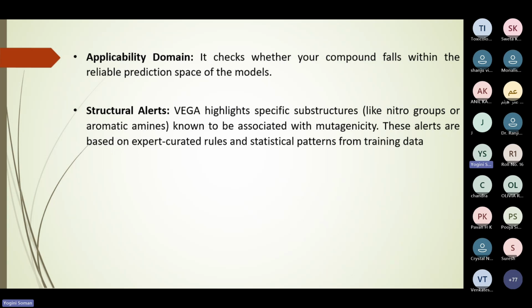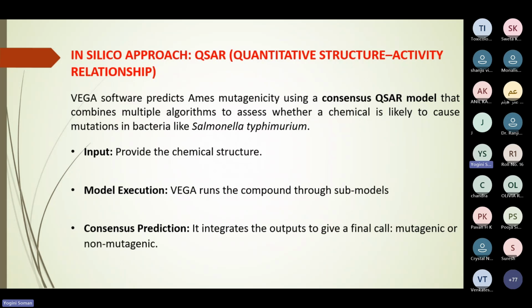So if you get a structural alert in the in silico approach or using a QSAR model, then you can directly conduct a first battery assay, that is the Ames test. So this is an in silico method for genotoxicity assessment.